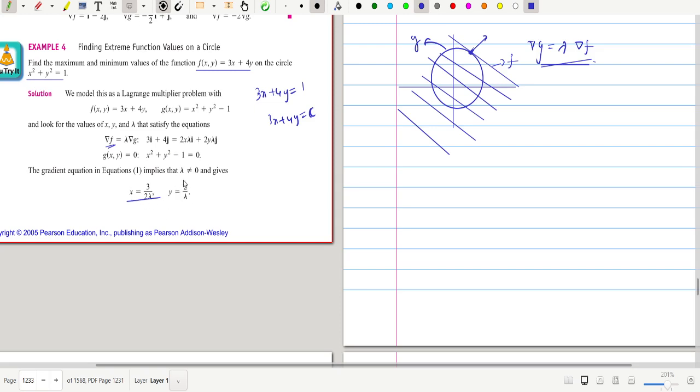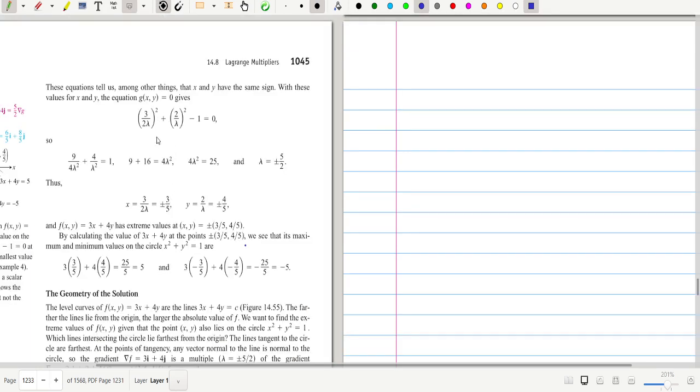If you choose lambda not equal to 0, then you can write x as 3 by 2 lambda and y is equal to 2 by lambda. Then substituting in the equation of the circle, you get (3 by 2 lambda) whole square plus (2 by lambda) whole square minus 1 equals 0. From this you can solve for lambda, then lambda will be plus or minus 5 by 2. If lambda is plus or minus 5 by 2, then you can define x and y.